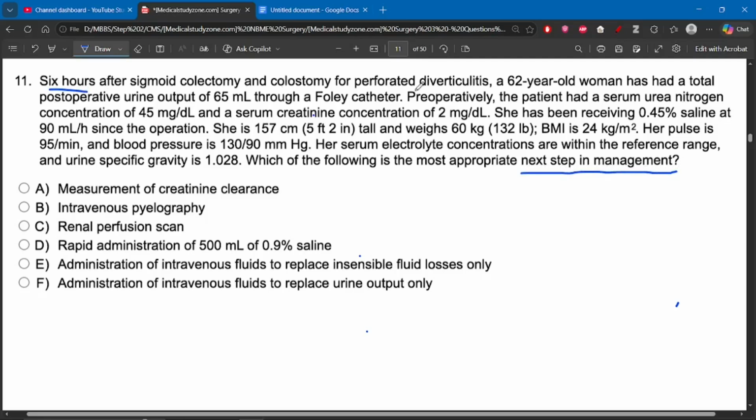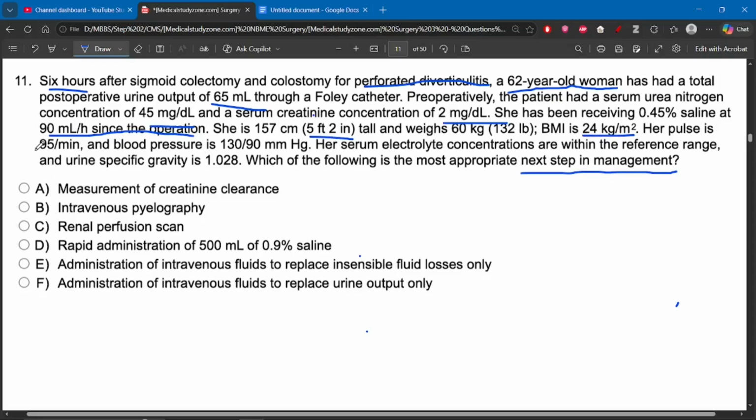6 hours after sigmoid colectomy and colostomy for perforated diverticulitis, a 62-year-old woman has had a total post-operative urine output of 65 ml through a Foley catheter. Preoperatively, the patient had a serum urea nitrogen concentration of 45 and a serum creatinine concentration of 2. She has been receiving 0.45% saline at 90 ml per hour since the operation. She is 5 feet 2 inches tall and weighs 60, BMI is 24.